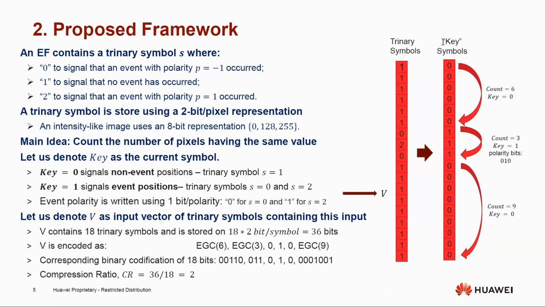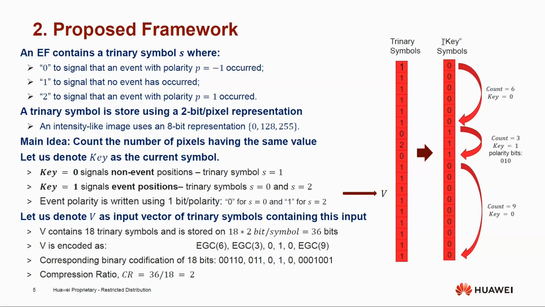On the right part, you have an example of 18 trinary symbols, which, since you have 3 symbols, must each be stored using 2 bits. So that's 36 bits that you need to allocate to store these trinary symbols. These are actually translated into key symbols. The basic idea is to count how many consecutive key symbols you have. So on the right side, you have the key symbols.